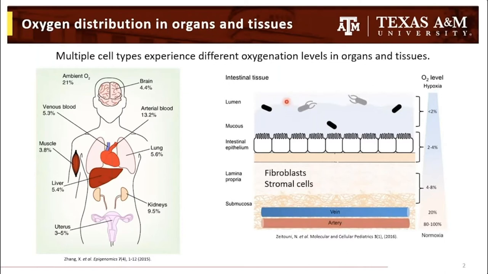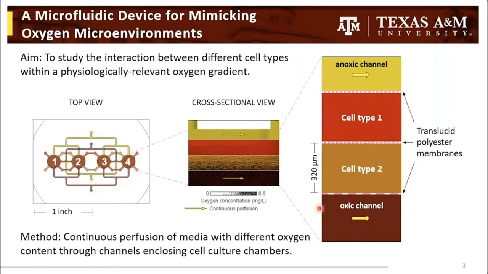Now that's very interesting because within this organ, there's interaction between different cell types of different tissues. For example, in the case of intestinal tissue, these intestinal epithelial cells are experiencing the anoxia that's characteristic of the lumen of the organ, while these fibroblast and stromal cells are experiencing a higher degree of oxygenation while they interact with these epithelial cells. And at the same time, these fibroblasts and epithelial cells are sending signals to the vasculature of the tissue, which is highly oxygenated. And so this is what triggered us to design a microfluidic device in order to mimic its oxygen gradients within tissue in order to study the interaction between different cell types.